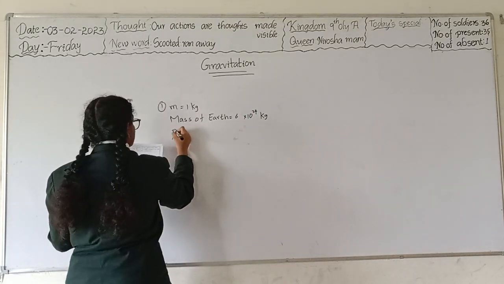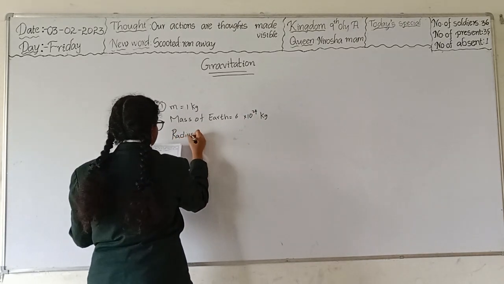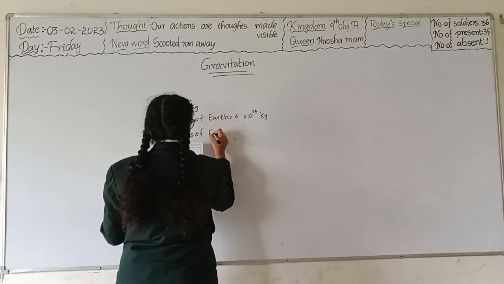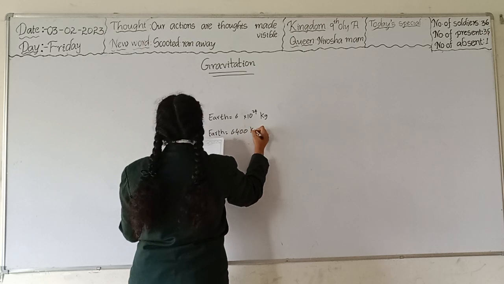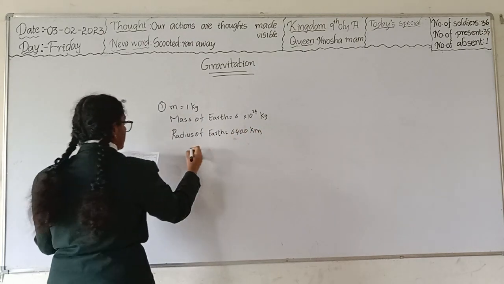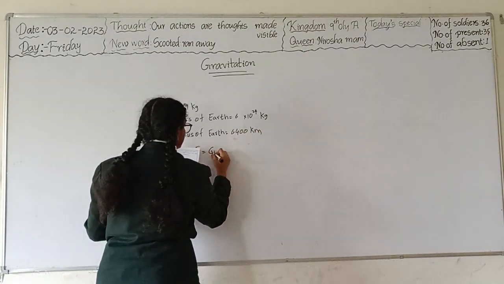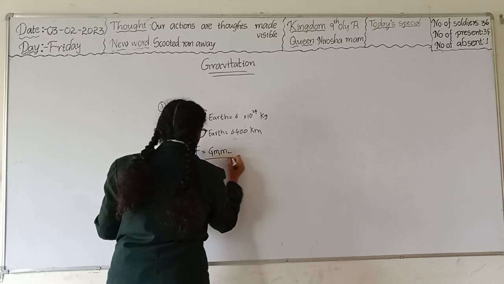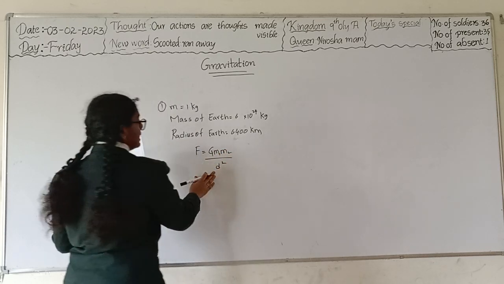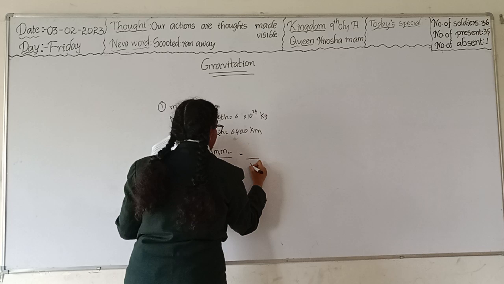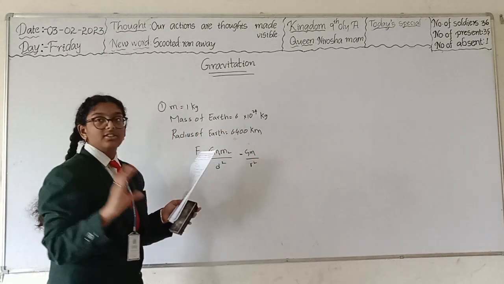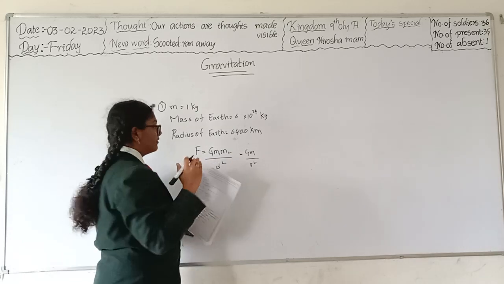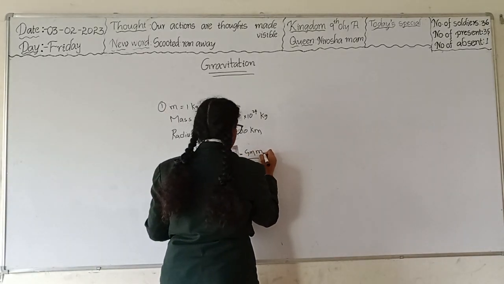And the radius of the earth is 6400 kilometers. Let me give the solution. F is equal to G into M1 M2 by D square. Instead of D square, let me use R square, because we have information about R, the radius of the earth. So we will take R square.